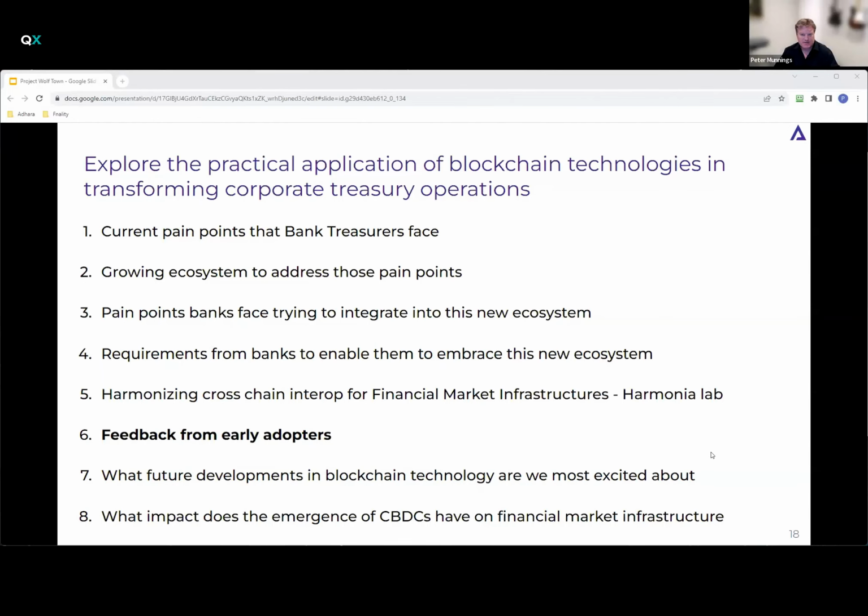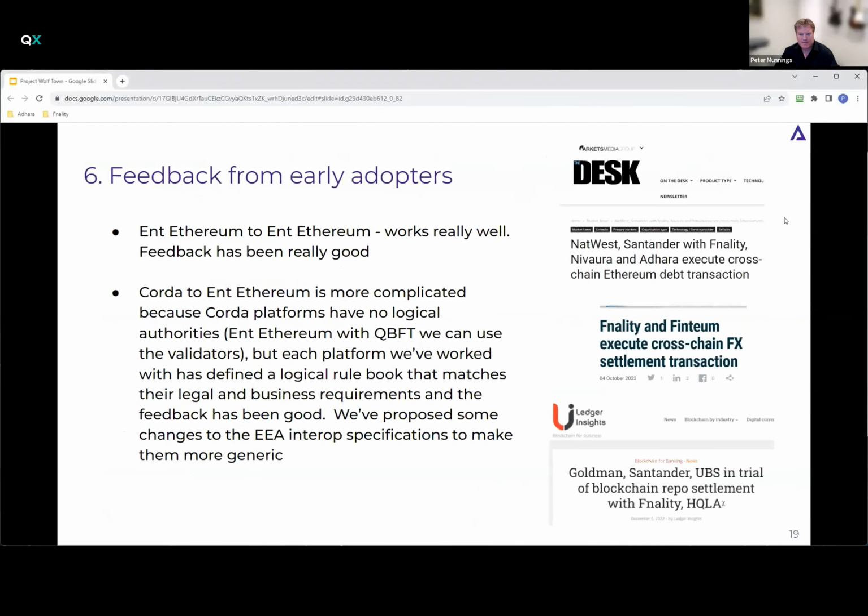So we've got a couple of early adopters of this. In these cases, these are all different types of cross-chain. This first one was debt issuance, where the debt instrument was issued against cash. So the cross-chain was the security, the debt, and the cash leg. We've spoken about Fintium, which is FX, so cash, one currency for another currency.